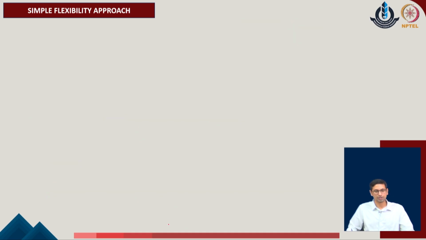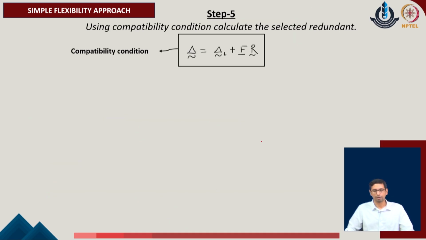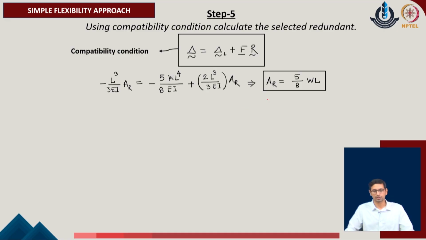Once we substitute these in the given process, we can evaluate the standard result, which is the unknown value of the redundant of the given system, and that comes out as 5/8 WL in the given problem. The value comes out to be positive, which means that it is the vertical reaction which is appearing at the point where the spring is supported.